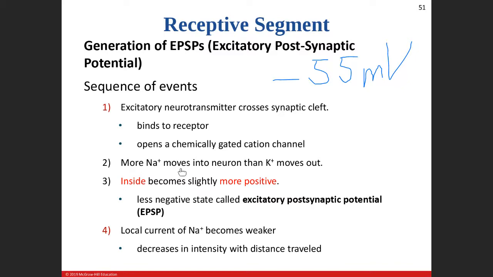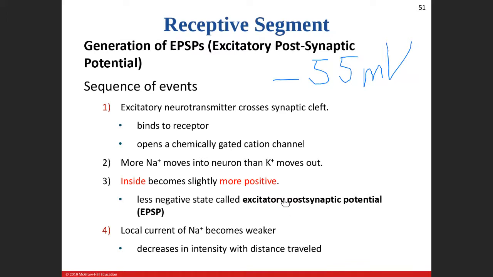Sodium floods into the cell. Some potassium leaves, but it doesn't leave as quickly as sodium enters. So the inside of the cell becomes more positive. It goes from -70 to -68. That whole process we refer to as the EPSP, the excitatory postsynaptic potential.